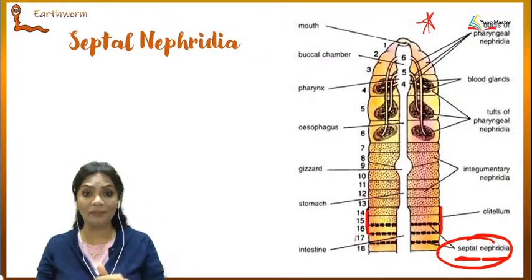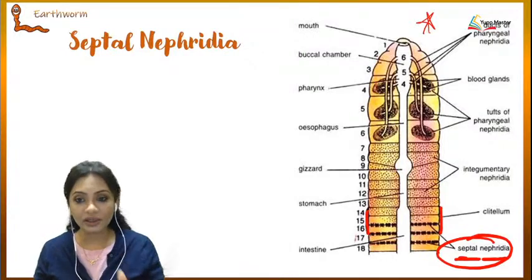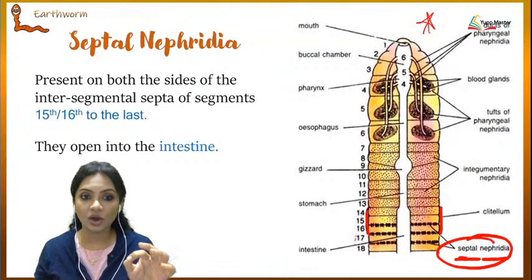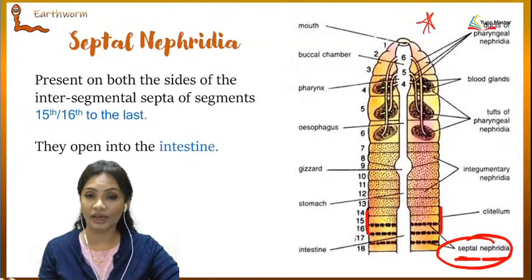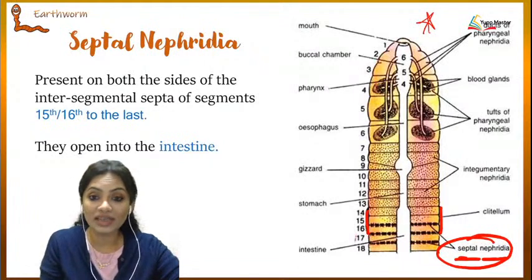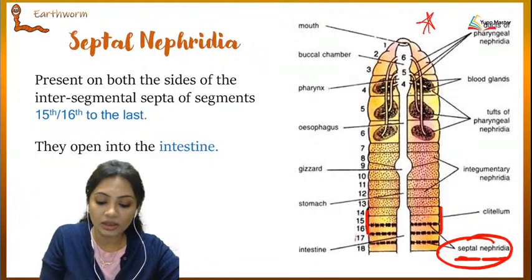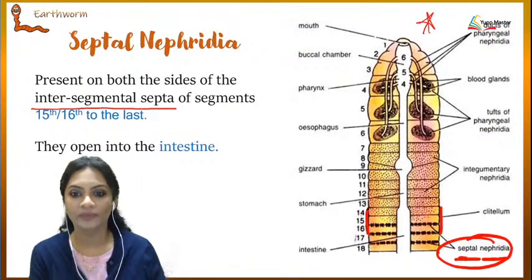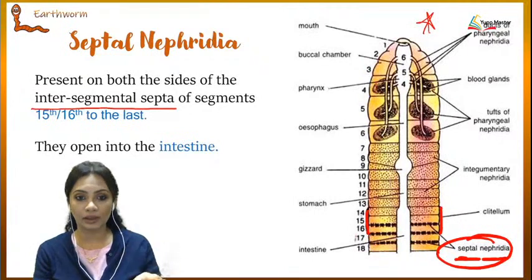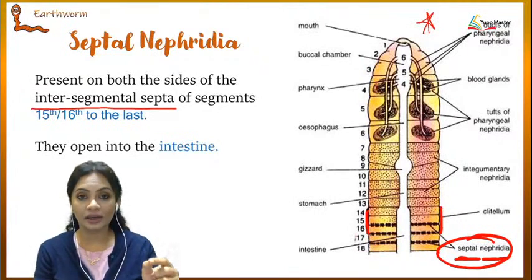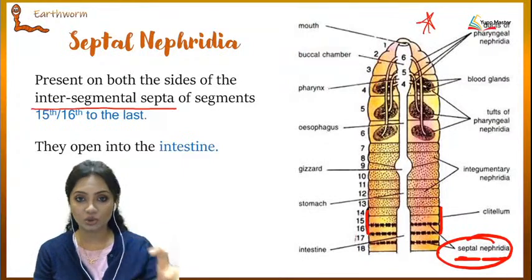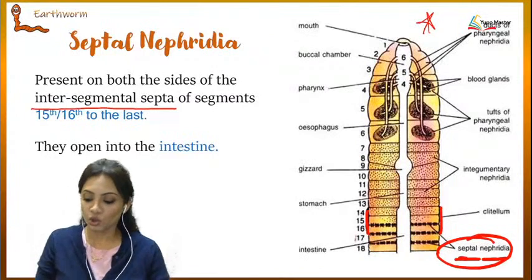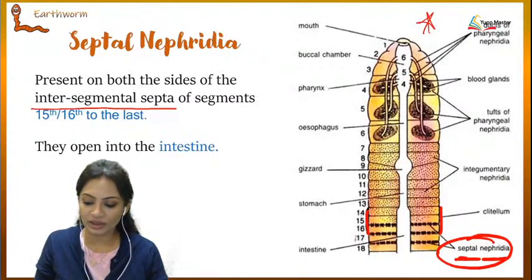Okay. Now, coming back to our nephridia. The septal nephridia are present on both sides of, where are they? Look at these words very carefully. They are present on both sides of the intersegmental septa. Now, what are intersegmental septa? So, there is segment number 15, segment number 16. Between these two segments, there is a septum. What is a septum? A separation. So, that separation that you're seeing there.